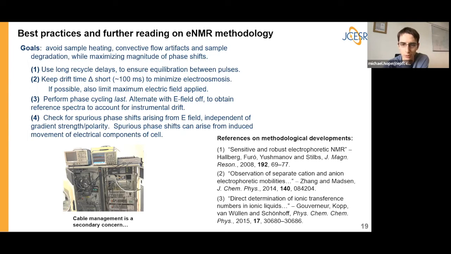And do you lock? No, we haven't locked. I mean, that would be a much more elegant solution than what I've done here. But we would need something to lock onto, and we don't always have that available because we're studying the electrolyte as a whole rather than dissolving it in a deuterated solvent.